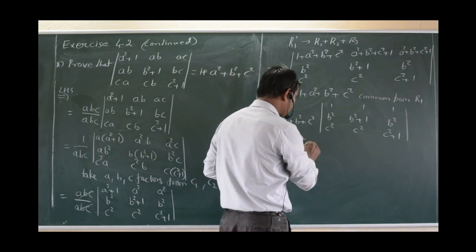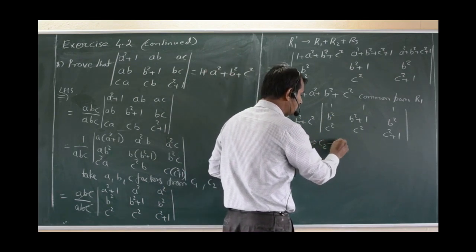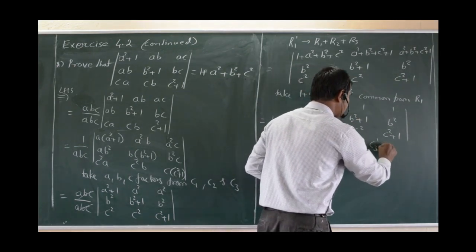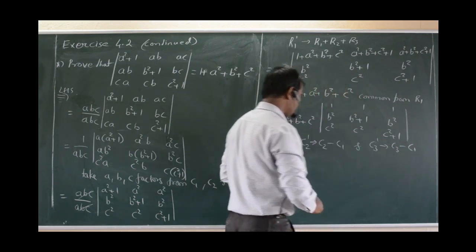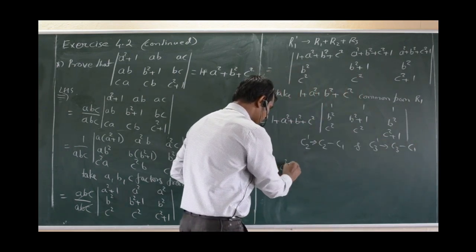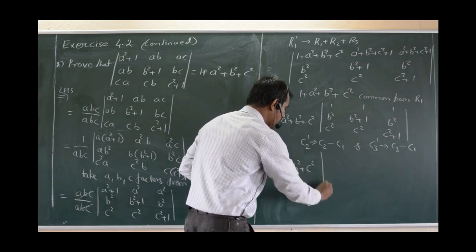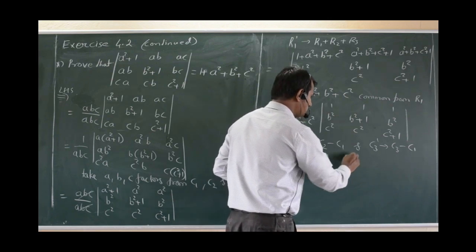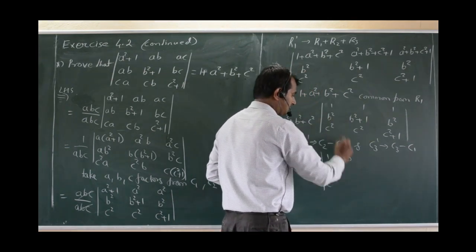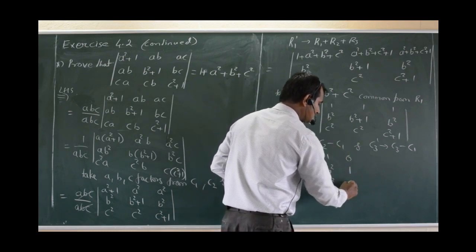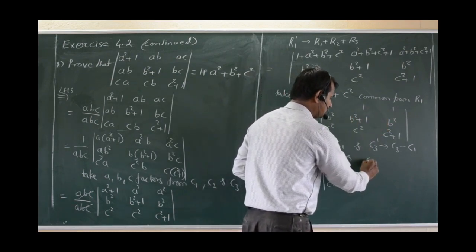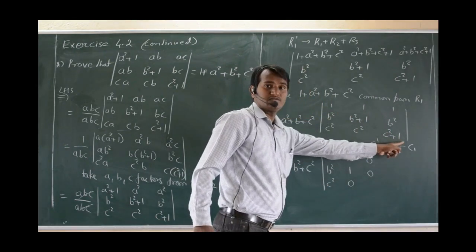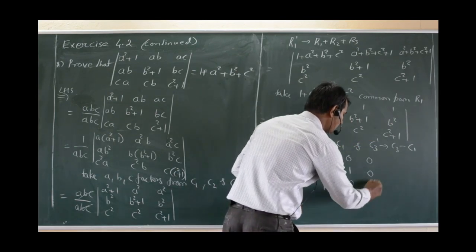To simplify, C2 dash equals C2 minus C1, which means 1 minus 1 will be 0. And C3 dash equals C3 minus C1 again. So we get 1 plus a square plus b square plus c square times: first column as it is, 1, b square, c square as it is; 0, b square plus 1 minus b square, which is 1, c square minus c square, 0; 1 minus 1 is 0, b square minus b square is 0, and c square plus 1 minus c square will also be 1.